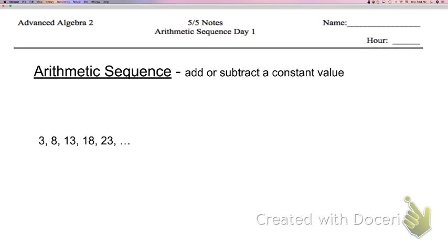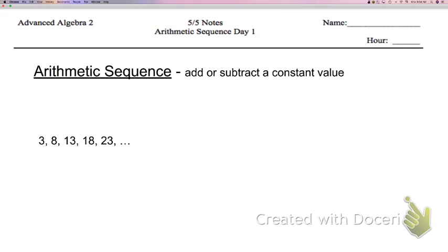Yesterday, Mr. Patterson walked you through something called a sequence, which is, in layman's terms, a list of numbers that follows a certain pattern. And you had different kinds of patterns yesterday. Some are pretty easy to see. Some you have to look at a little bit to figure them out.